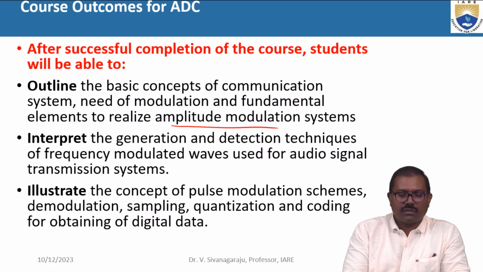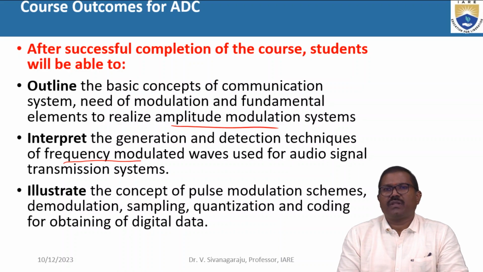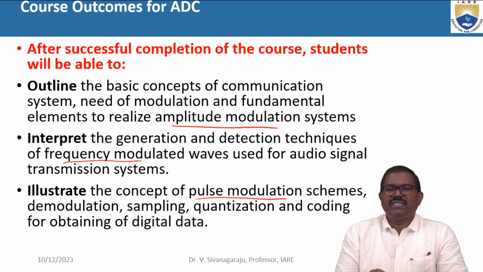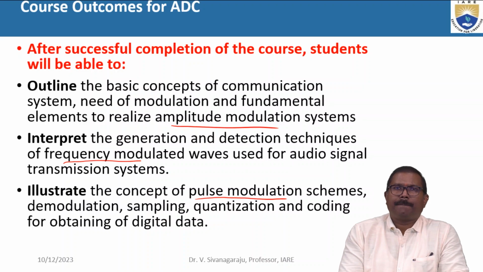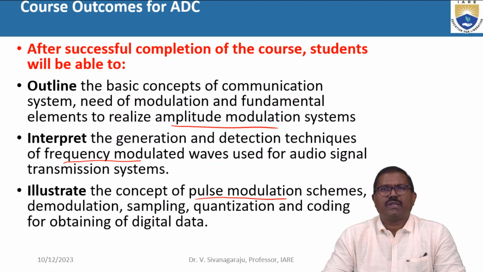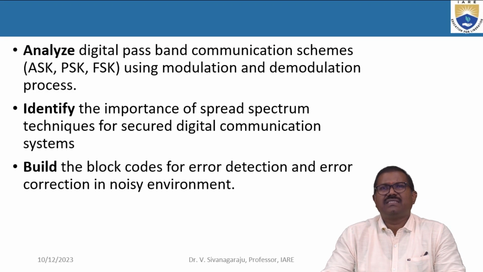So the first course outcome deals with amplitude modulation systems, the second deals with frequency modulation systems, and the third is related to pulse modulation schemes. These COs are written based on the syllabus. Module 1 is regarding the amplitude modulation system, so the first course outcome is based on amplitude modulation. Similarly, the fourth one is to analyze digital passband modulation schemes, ASK, PSK, FSK, using modulation and demodulation processes.